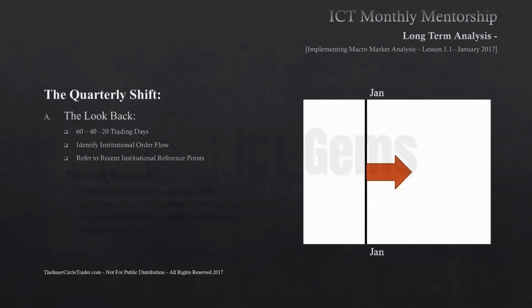Now, once you have your vertical line calibrated to the most recent market structure shift, and you've done the look back and you've defined all of the liquidity reference points on the 60, 40, and 20 last trading days to the left, and you identified institutional order flow and you referred to all the recent institutional reference points that we've identified in brief listing, now you're going to be doing the cast forward. The cast forward is when you look ahead with the same parameters we used when we looked back. We're anticipating the next market shift in 20 to 60 trading days.